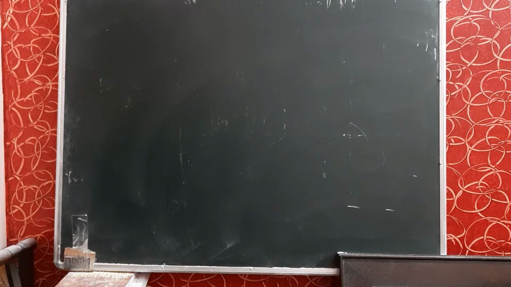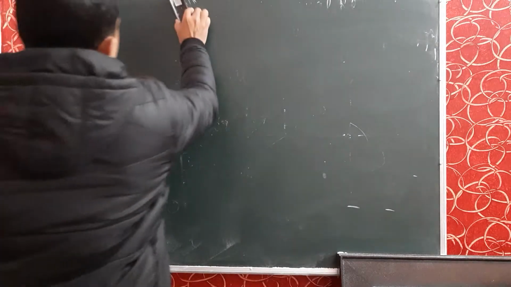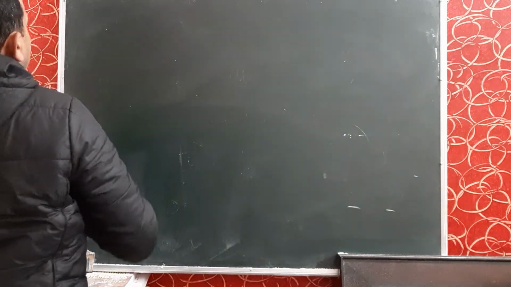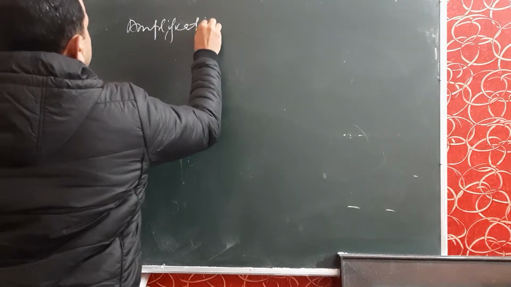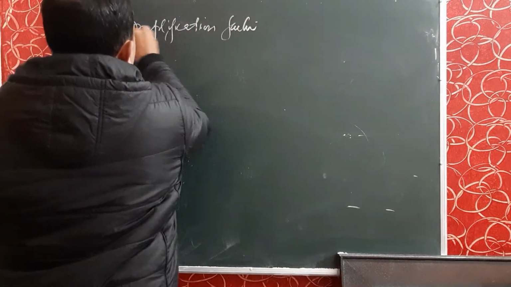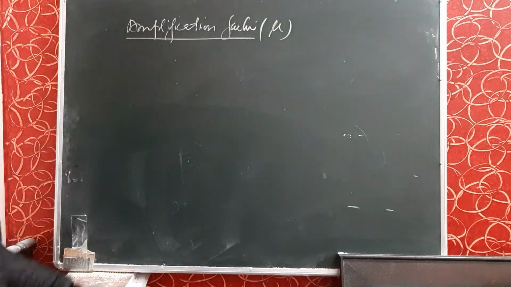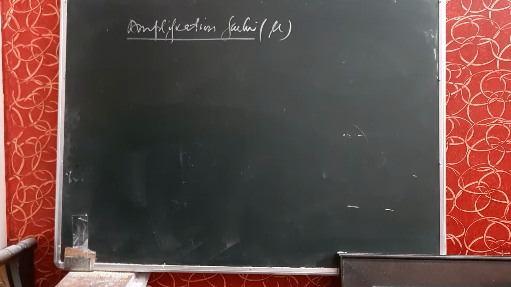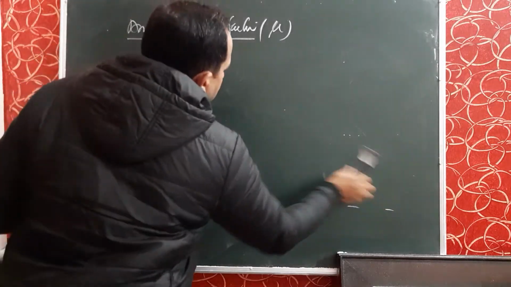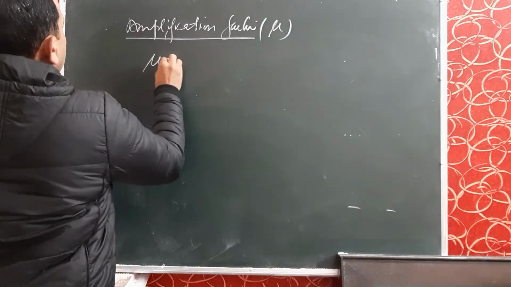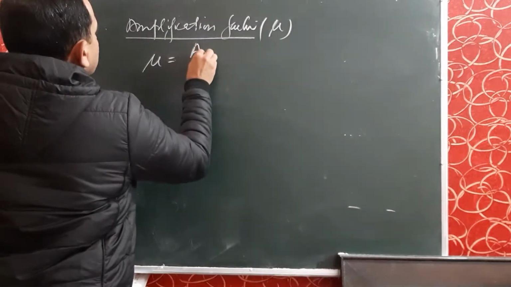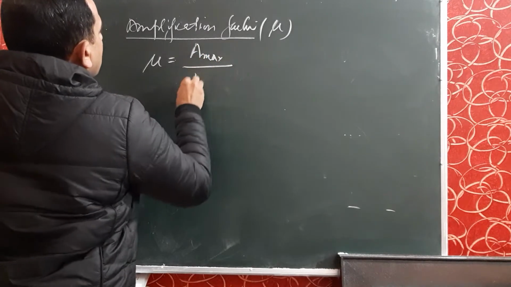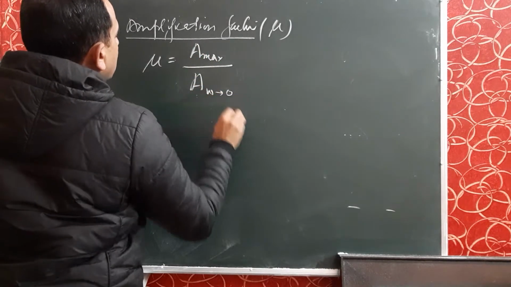Now, we will discuss the third factor, that is the amplification factor, which is denoted by mu. Now, what is mu? The amplification factor is the ratio of maximum amplitude to the amplitude at low frequencies.